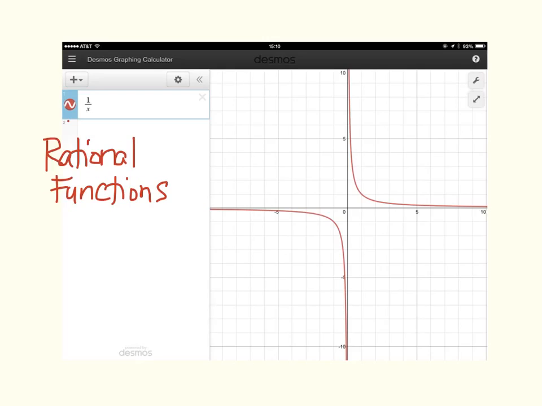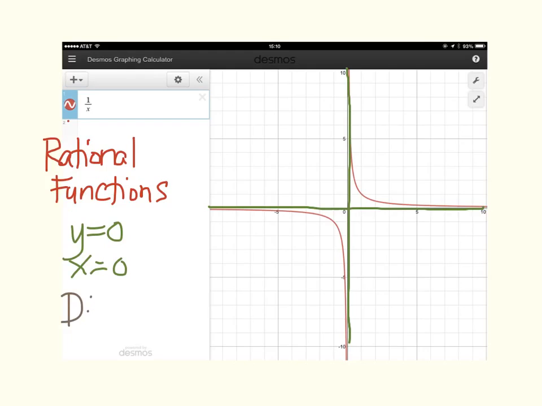And it has asymptotes. If you remember, asymptotes are the numbers that it gets really close to, but never quite gets to. Well, in this case, this has asymptotes at y equals 0 and at x equals 0. And it has a domain of all of the real values except x equals 0, and the range then would be all of the reals except y is not equal to 0.